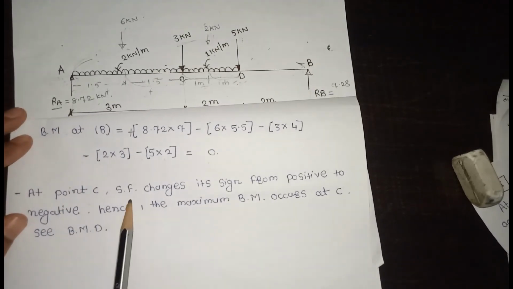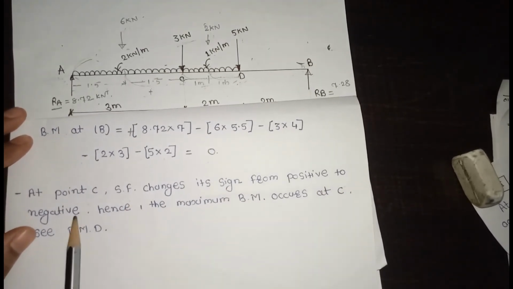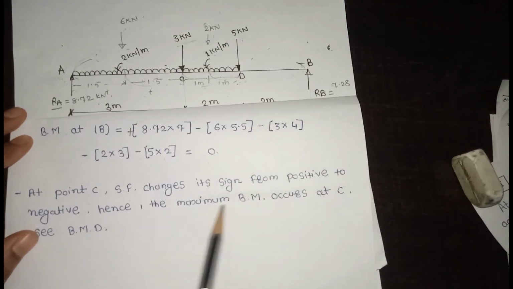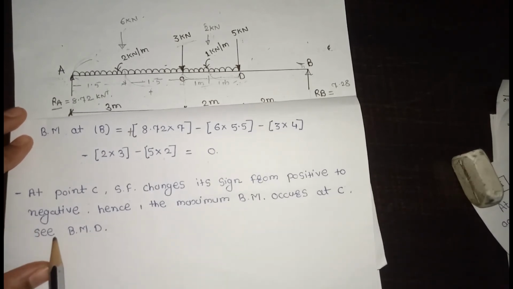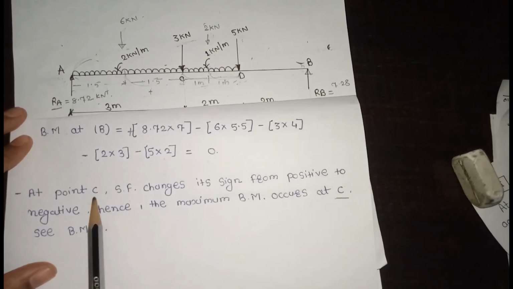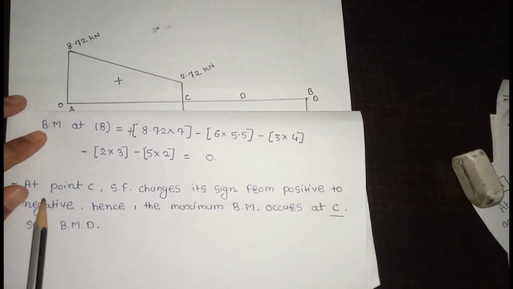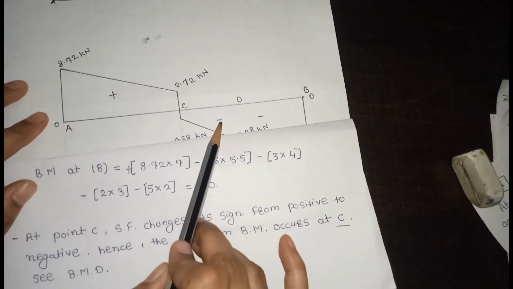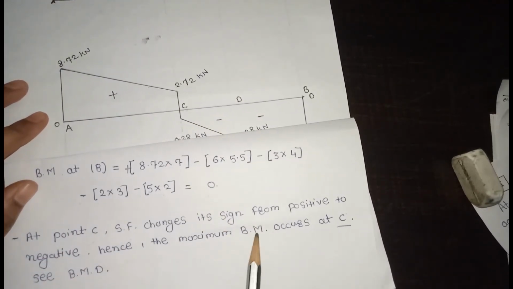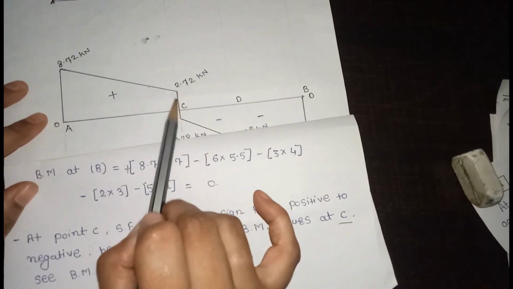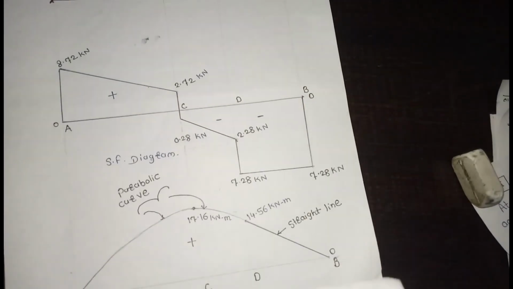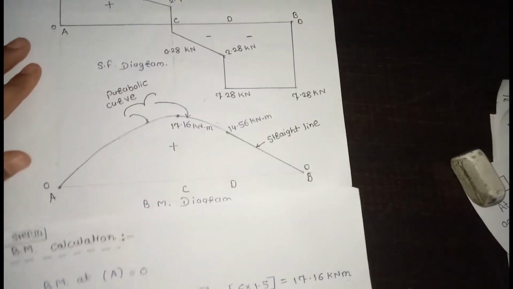At point C, SF changes its sign from positive to negative. Hence, the maximum bending moment occurs at point C. From the SF diagram, at point C, SF changes its sign from positive to negative. Hence, the maximum bending moment occurs at point C. So, how to draw the bending moment diagram?